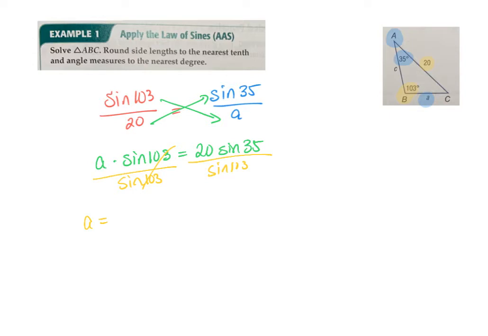You can literally do it all in one go. Your calculator may pop open parentheses, and that's fine. Enter 20 times the sine of 35, close the parentheses if it opens them, divided by the sine of 103, and then hit enter. You will get side A. Rounded to the nearest tenth, you should get 11.8.